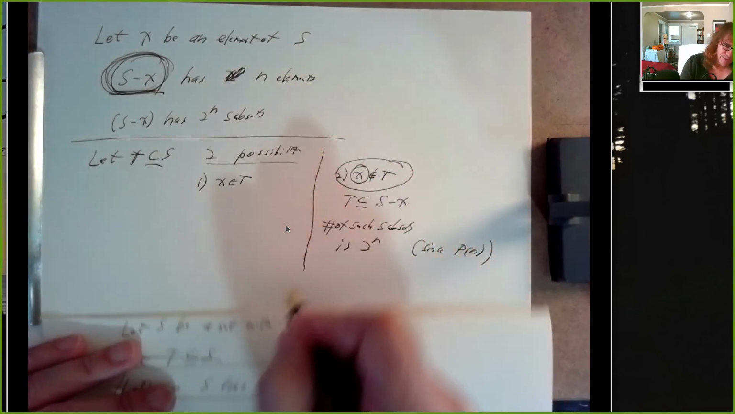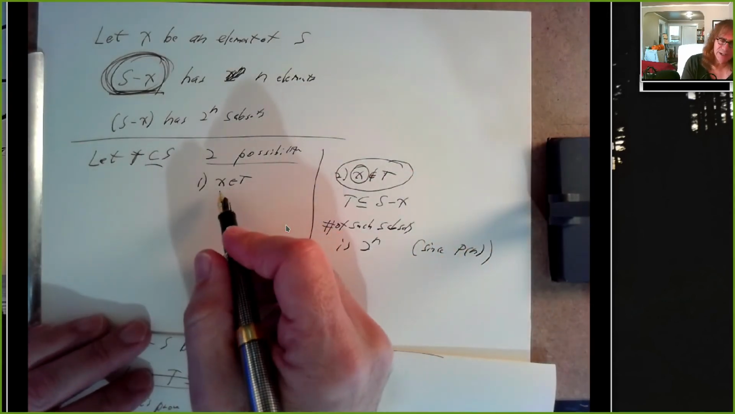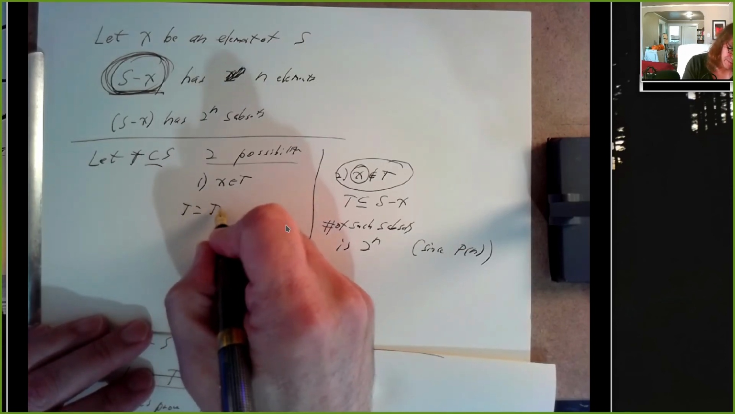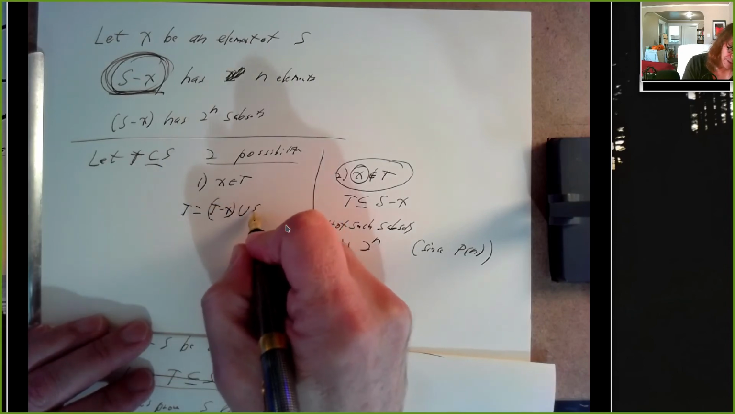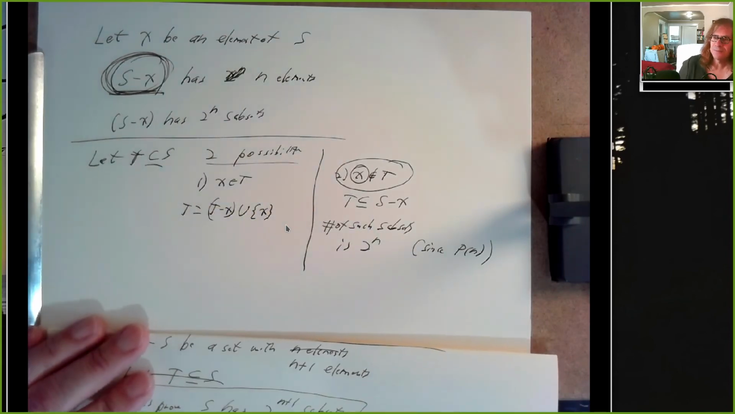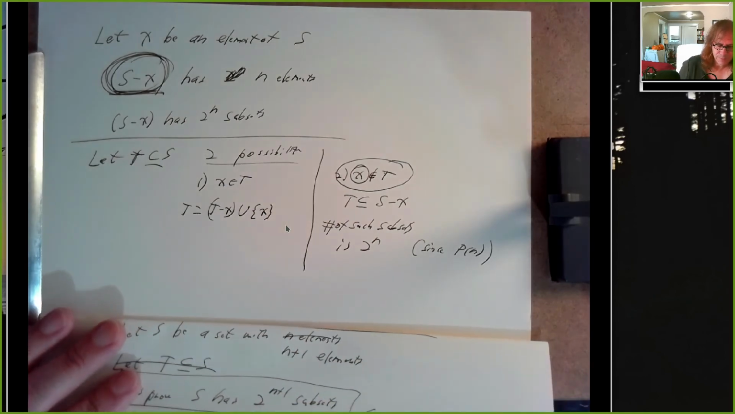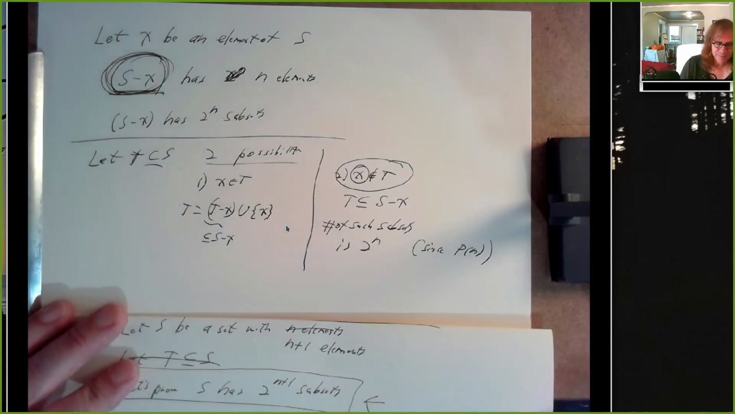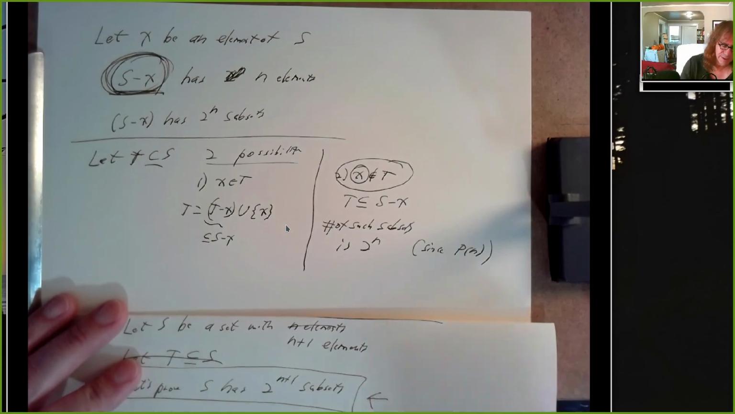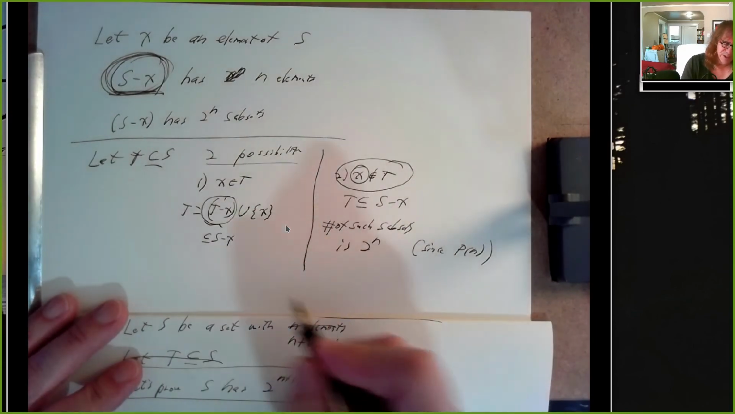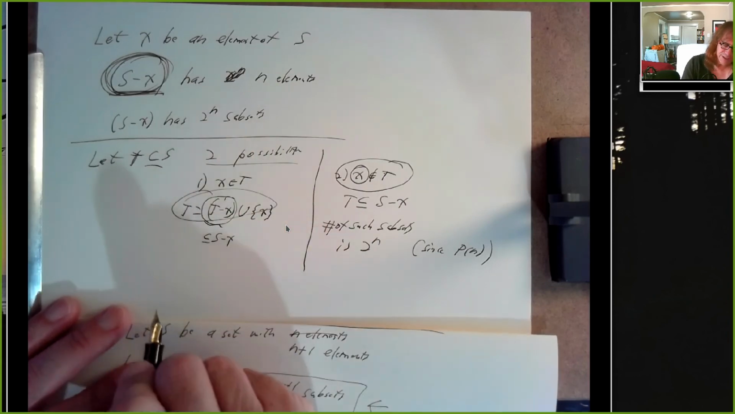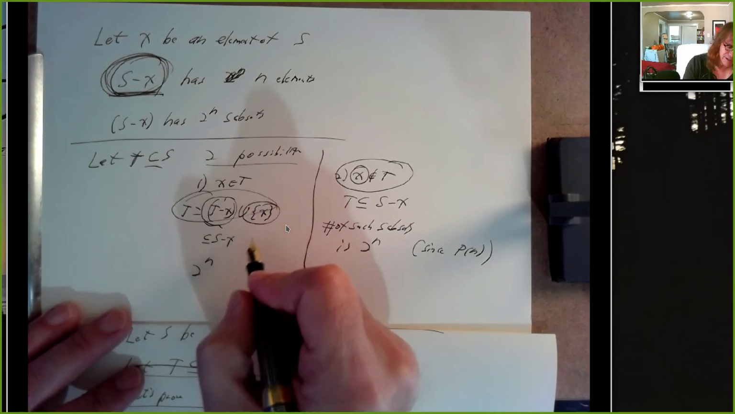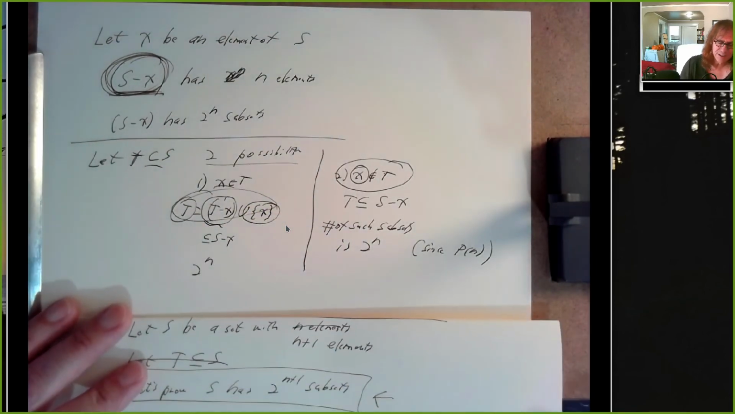Alright, the other possibility is that our subset of S does contain X. Well, in that case, T is just T minus X unioned with the singleton set X. And T minus X is a subset of S minus X. Right? Same thing as over there. So how many different subsets are there of T minus X? Again, there's 2 to the n. And for each of those 2 to the n, if we union X, we get one of these subsets that does contain X.